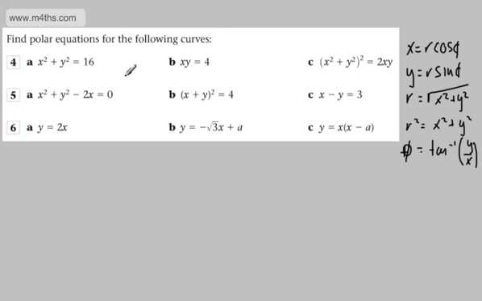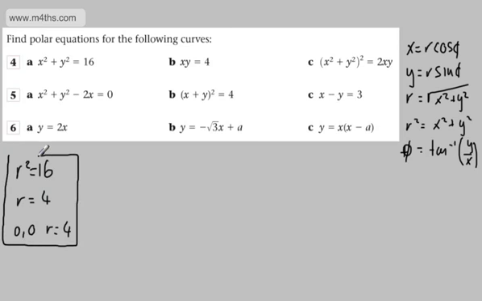x squared plus y squared is 16. Well, x squared plus y squared is r squared. So we can say now r squared is equal to 16. We know that r is a positive value, so we can write r is equal to 4, and we have a circle, centre 0, 0, radius of 4. Okay, so nice and straightforward. All I've done is swapped x squared plus y squared for r squared from my table over here.